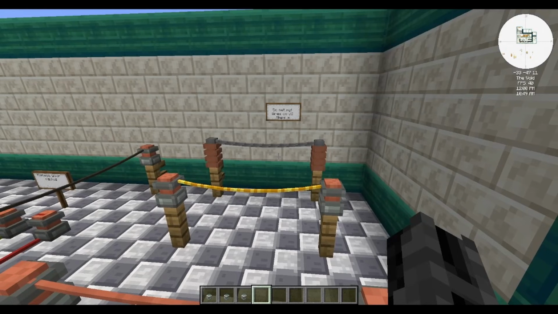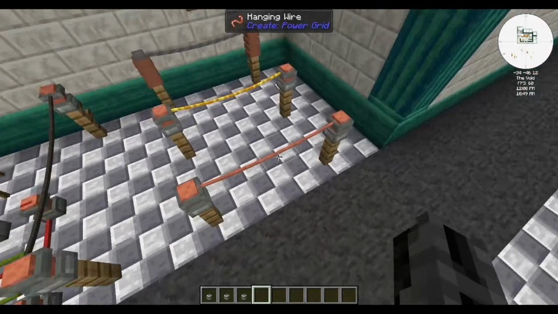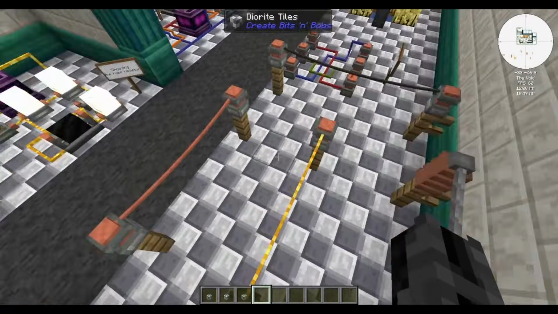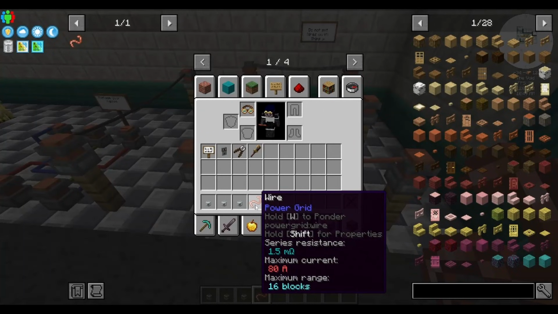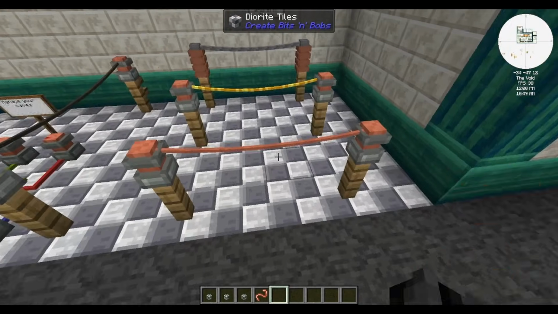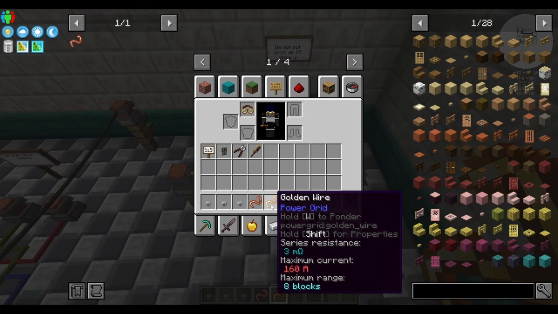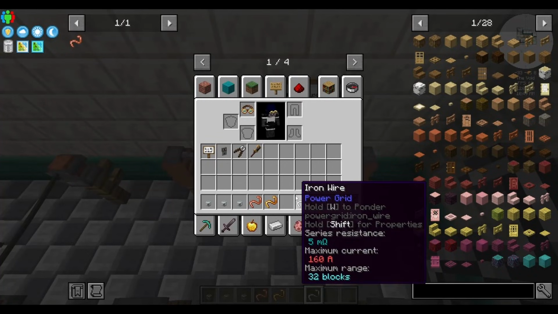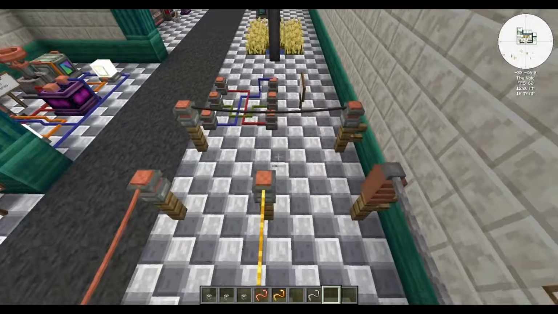Okay, let's go on to the way you connect things together, which are the types of wire this mod offers. First one is the uncoated copper wire, second one is the gold wire, and the third main one is the iron wire. Now, the copper one has the lowest resistance and the lowest power capability, with a range of 16 blocks. The gold one has a range of only 8 blocks. It can take 160 amps, which is double, and has double the resistance as well. And lastly is the iron wire, which has the highest resistance, but takes the same amount of current as the copper one, and has the most range.